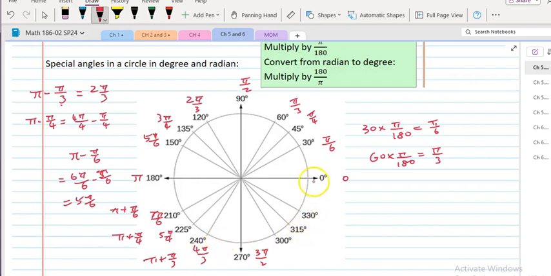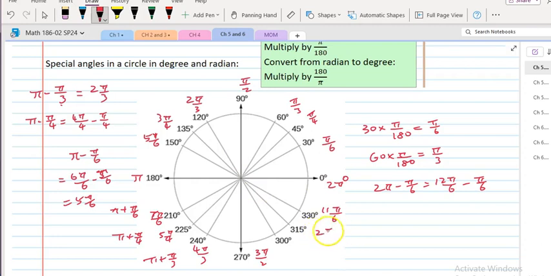What about this side? So 330, we know 360 is 2 pi, right? So you can think of it as 2 pi minus pi over 6. So that is 12 pi over 6 minus pi over 6, 11 pi over 6. So special angles, you don't need to do the conversions. You do the conversion for the basic one, and then you do pi add or subtract, or 2 pi subtract.